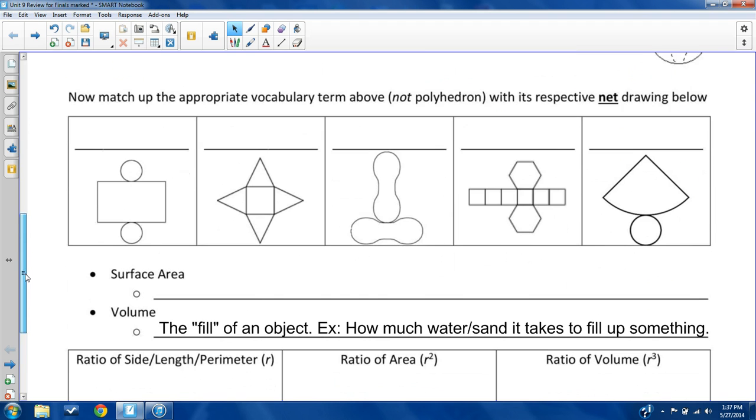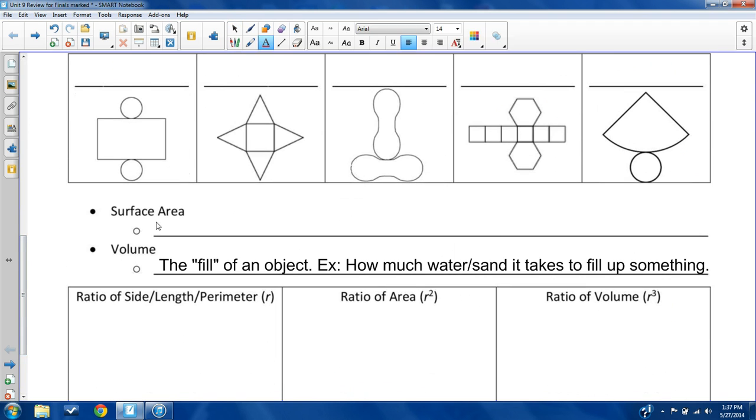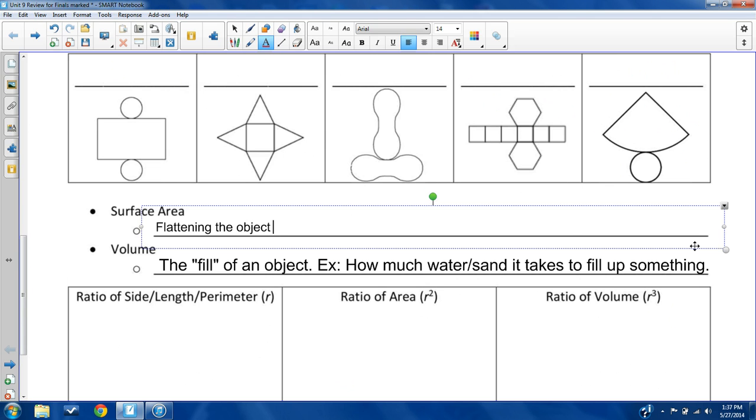Okay, so now we're going to look at surface area here. Surface area is flattening the object into 2D, and then taking the area of the outside. Think wrapping paper. Think of how much wrapping paper you need to wrap a present if you didn't have to fold over anything more than once, how much that takes.